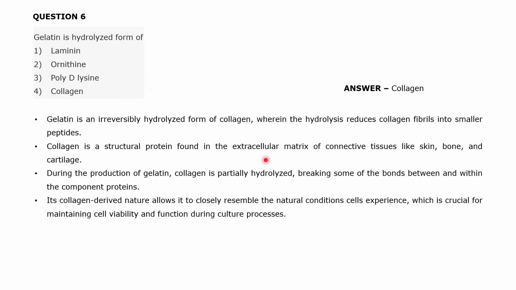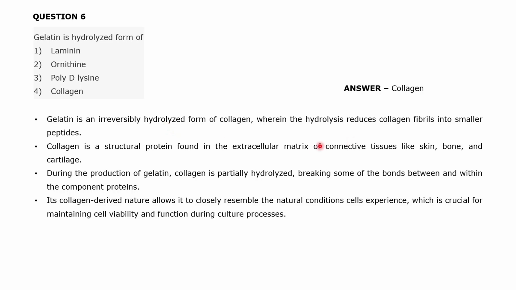If you hydrolyze collagen, then it gets broken into smaller, shorter peptides, because you are breaking the bonds. This hydrolysis is irreversible in nature, and these smaller peptides join together to form what is called gelatin. So gelatin uses collagen as its precursor to get formed, right?